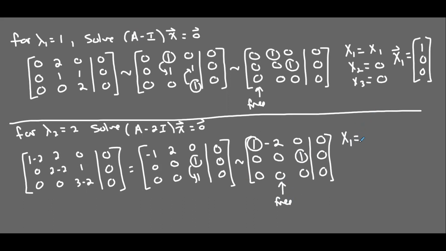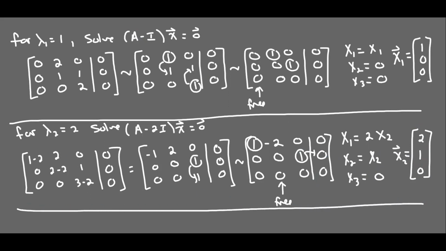So I will solve for all three variables here. So x1 would be 2x2, x2 is equal to 0, and x3 is free. I'm sorry, I did that wrong. x2 is free, and then x3, right here, x3 is equal to 0. So let's let x2 be 1, and I will get my second eigenvector, 2, 1, 0. Right, we got one more to do.